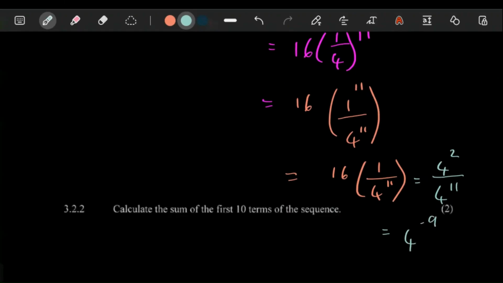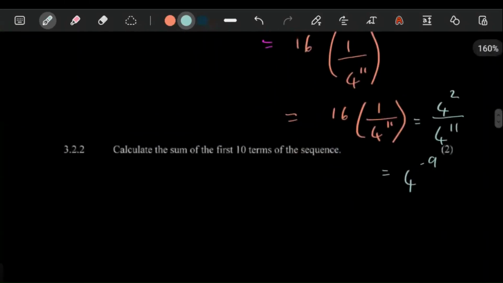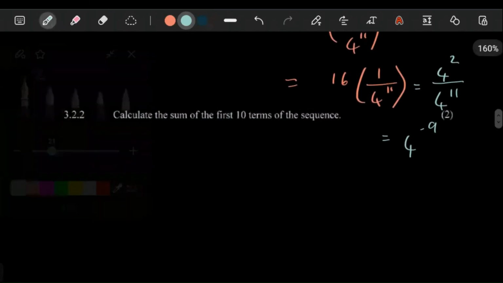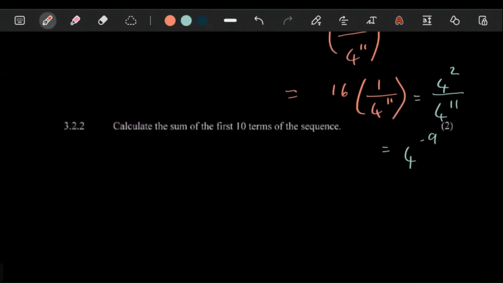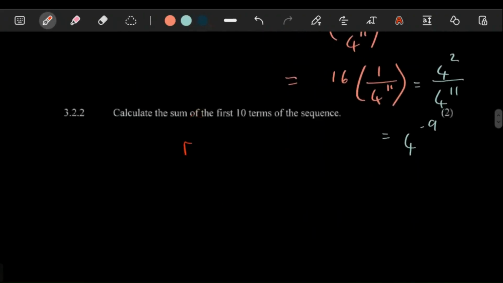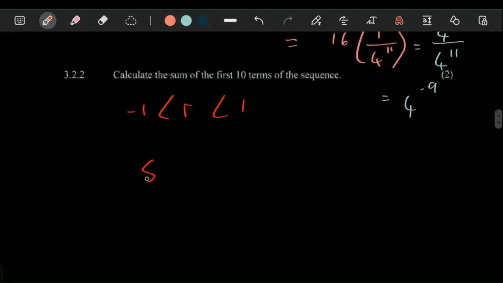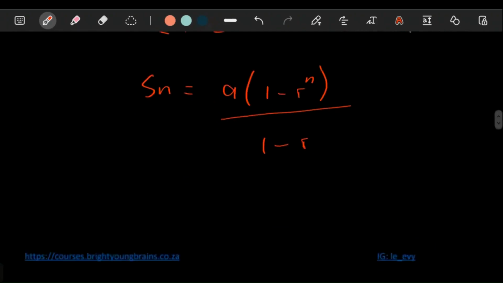So that is A-okay. It says calculate the sum of the first 10 terms in the sequence. Calculating the sum of terms in a sequence, remember, usually if your value of r is smaller than 1, if r is between -1 and 1, you may want to use this format. Sn is equal to a times (1 minus r to the power of n) over (1 minus r).